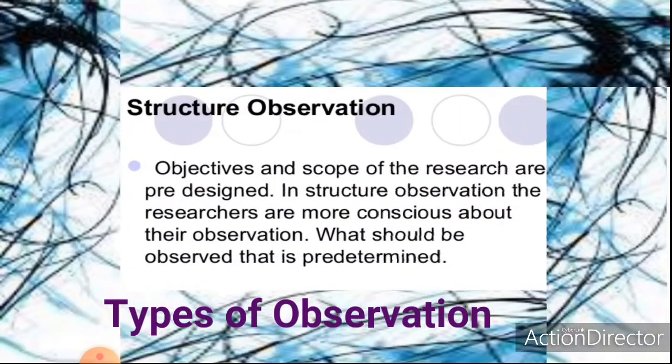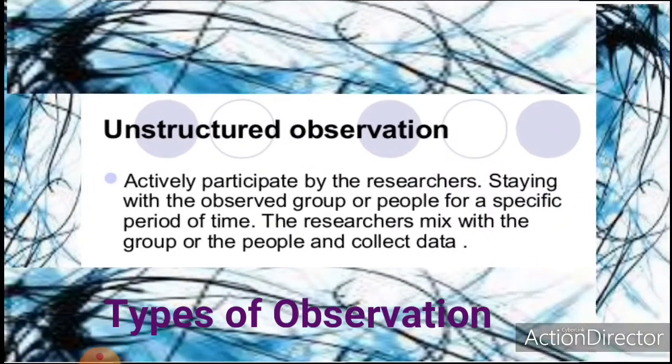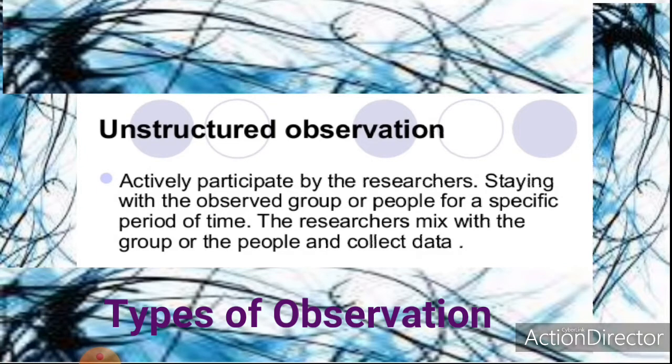Now next is structured and unstructured observation. So in structured observation, there is a careful definition of the units to be observed, information to be recorded, selection of the relevant data for observation, and standardization of observation. So we can say that in structured observation, researchers are more conscious about their observation. But in the case of unstructured observation, the conditions are not standardized. It is most flexible. Here researchers actively participate with the observed group.